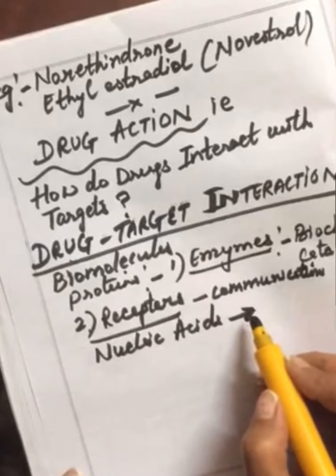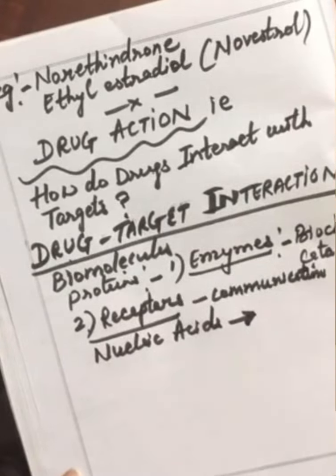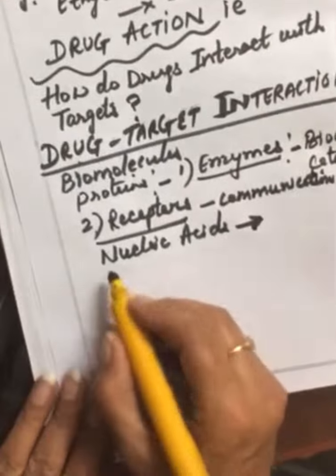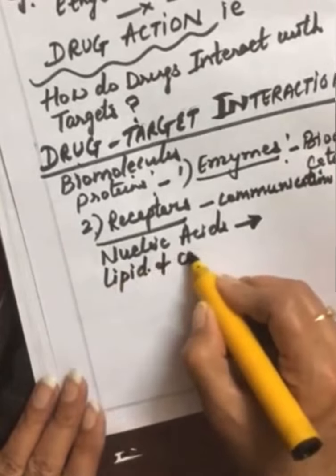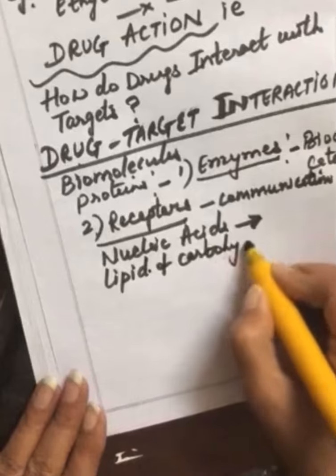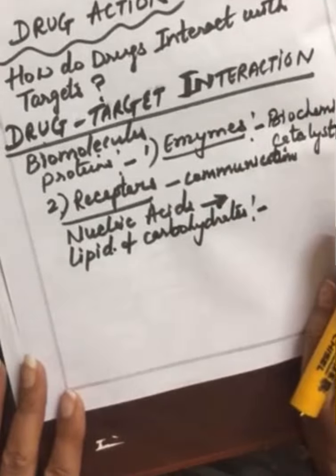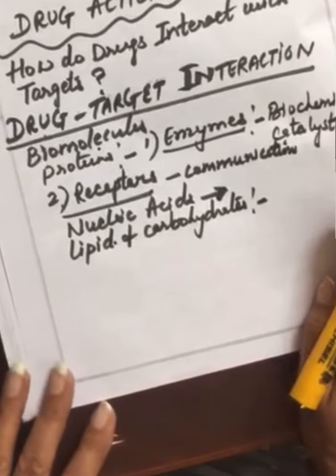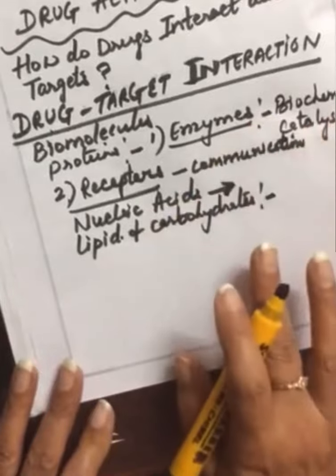Nucleic acids have genetic information. The information that transfers from one generation to the other is through nucleic acids. After nucleic acids, another example is lipids and carbohydrates. Their function is to form the structural part of the cell. The cell is made up of lipids and carbohydrates. So these are some examples of biomolecules with their functions.